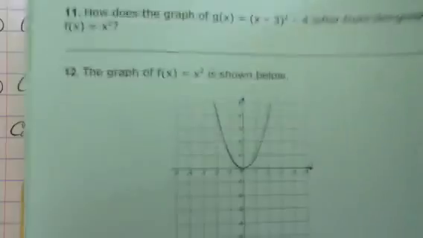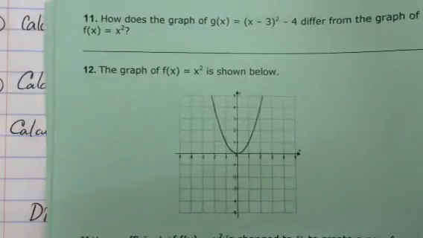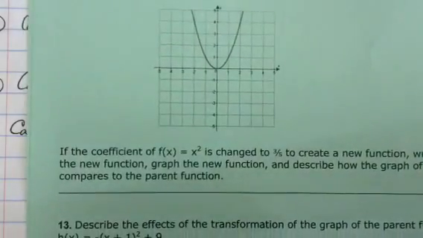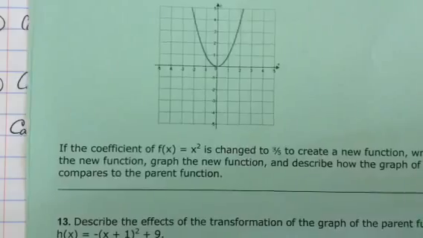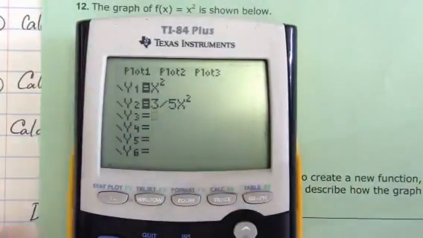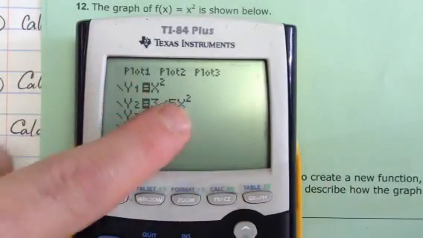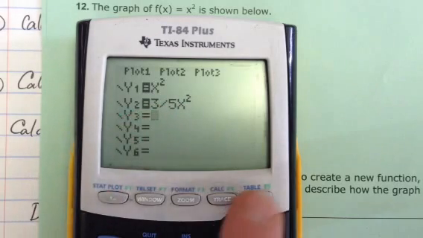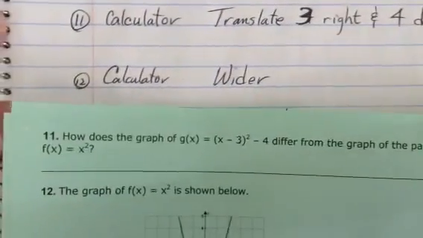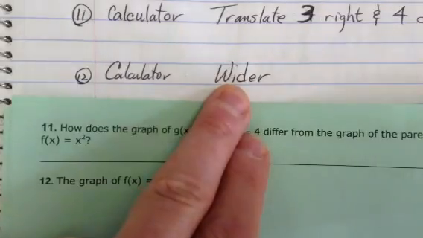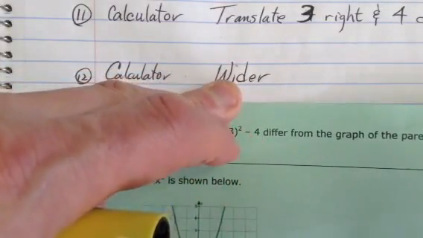So as we look at the next problem, how does that one... coefficient, remember coefficient is a number in front of the variable. So what we're going to do here on that one is we're going to put the parent there, change the coefficient, the number in front, to 3/5. I'm going to press graph and we're going to look. There's the parent and there's the offspring. It is wider. So on problem number 12, using our calculator, the translation, it is wider.